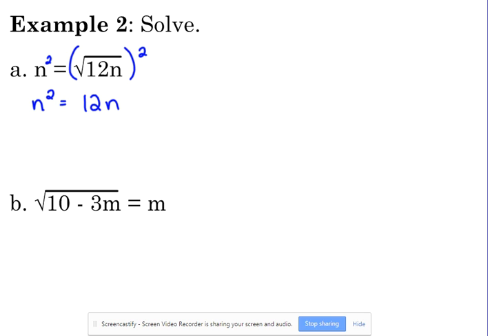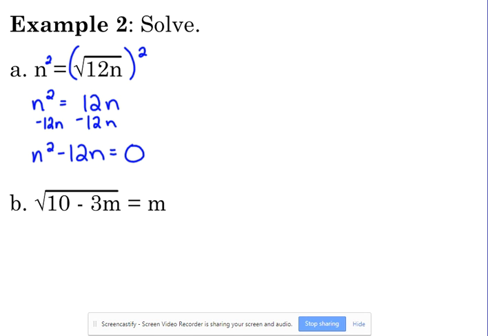Now, anytime you've got the variable squared and just a plain linear form of that variable, your equation has to be equal to 0. Okay, we can't just divide both sides of this by n. We will lose one of our solutions. So that means we need to subtract 12n from both sides. So we get n squared minus 12n is equal to 0.